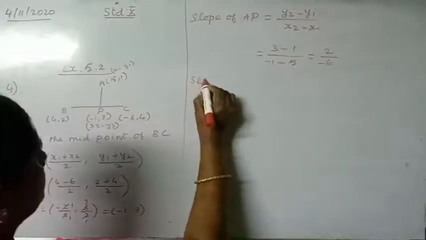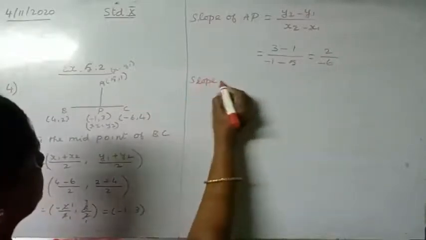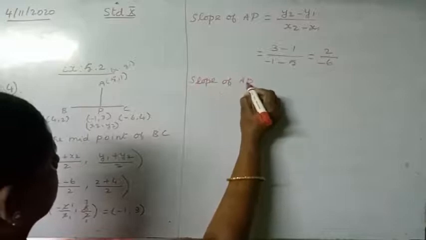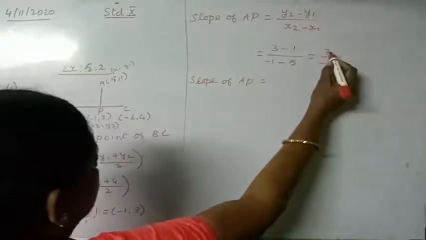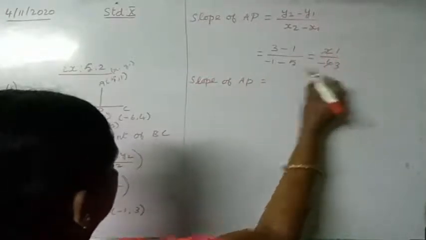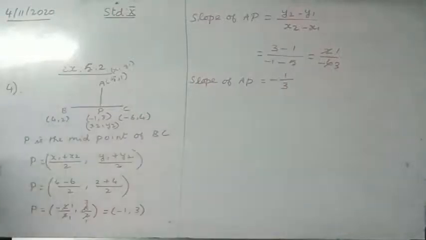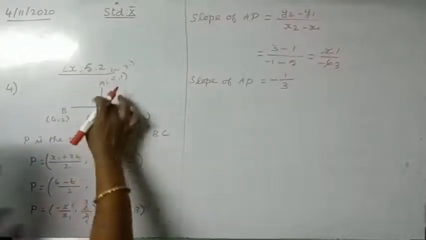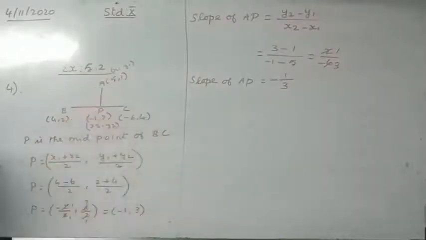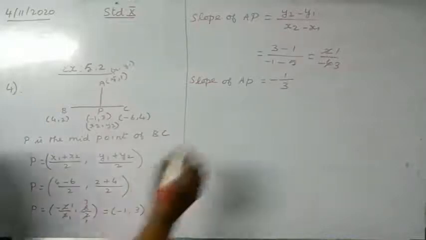So slope of AP is equal to, so இதை cancel பண்ணா 1 time 3 time minus 1 by 3. So slope of AP is equal to minus 1 by 3. Now we want to find the slope of line perpendicular to AP. What is the line perpendicular to AP? BC. So first let us take this as M1.